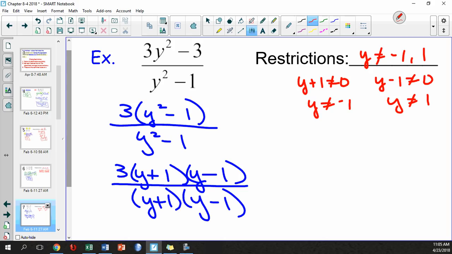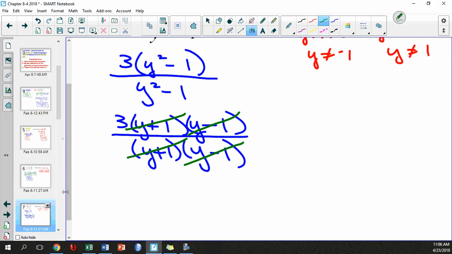Okay, from what direction do we go now? Left to right. Is there a 3 anywhere in the denominator, a multiple of it, anywhere that I can cancel out? No. How about a y plus 1? This y plus 1 and the bottom y plus 1 go away. This y minus 1 and this y minus 1 go away to give me what as my leftover answer? 3. Do we all understand that, yes or no?